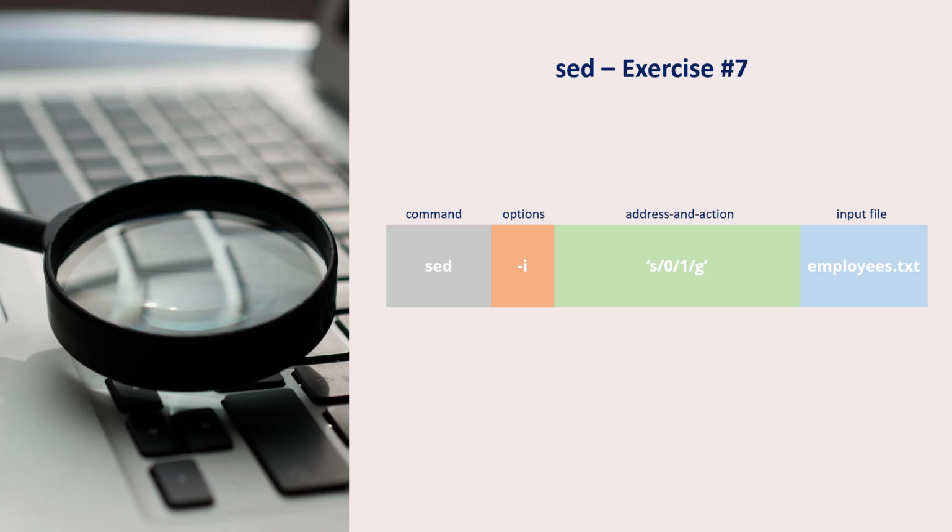So this is exercise number 7. Compared to the previous exercise, there is only one change. Notice that in the address and action part, we have a /g at the end. By default, sed does substitution only once per line. When it finds its first match on a line, sed does the substitution, stops there and moves to the next line. But our intention is different. We want sed to perform the substitutions for all such patterns for every line. This is what the g option does.